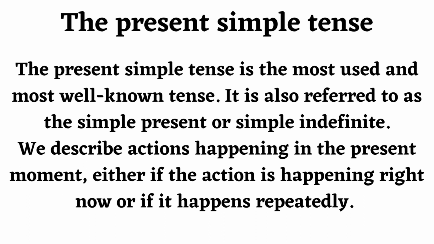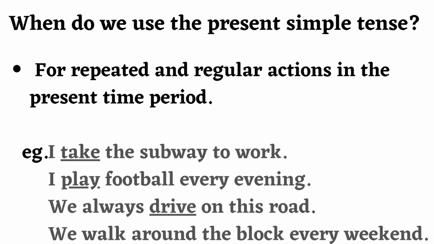We describe actions happening in the present moment, either if the action is happening right now or if it happens repeatedly. I am going to describe in details what I just said, so there's nothing to worry about if you didn't understand that. To begin with, let us first understand how and when we use the simple present tense. Number one, it is for repeated and regular actions in the present time period. This means this is something you do all the time, or you do so many times, you repeat it and you're doing it in the present time, the now.